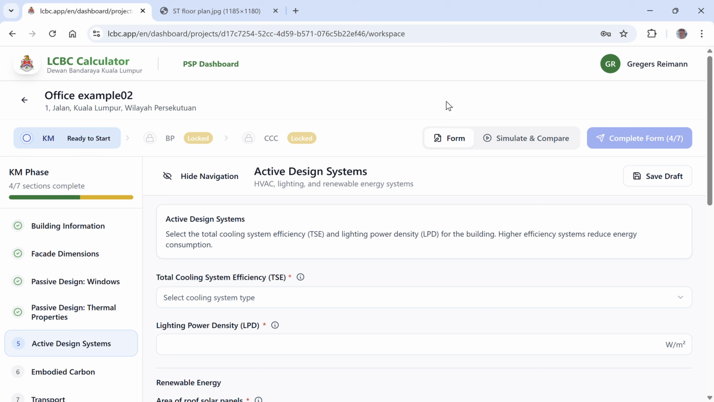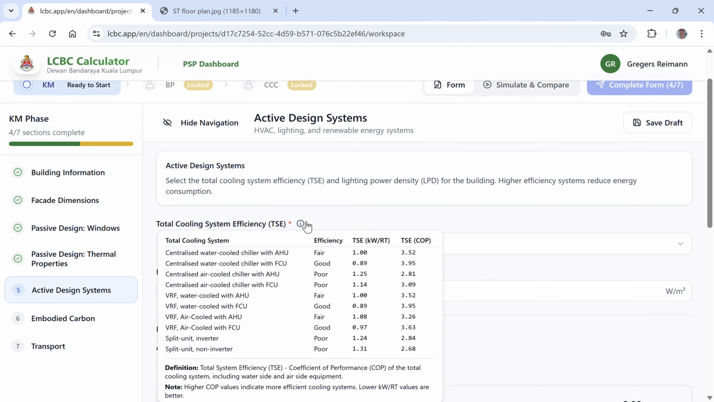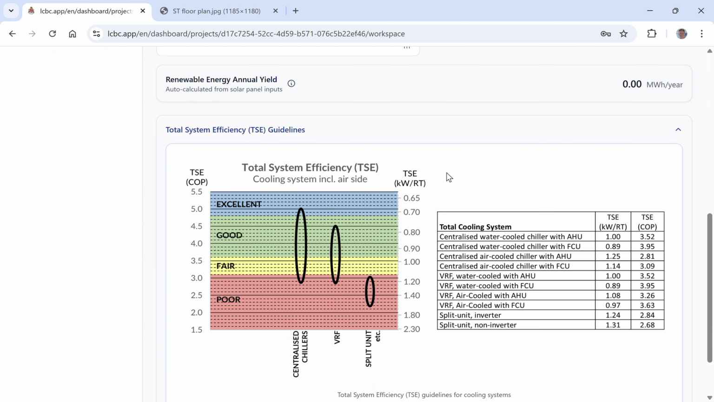Effective design systems. In this section, we have to enter the efficiency of the systems that use electricity in the building. So this is basically first and foremost the cooling system. And we have made this overview table of the energy efficiency of various cooling systems. It can also be useful just to scroll to the bottom and have a look at this more graphical overview where we have the efficiency color-coded from poor efficiency, fair efficiency, good efficiency, and excellent efficiency.